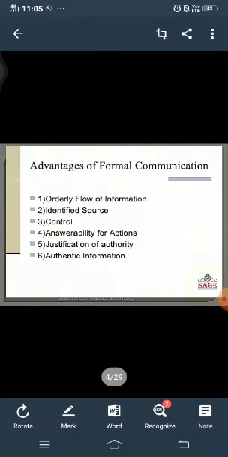Justification of authority and authentic information: whenever it is coming from an official channel, from an official authority who has been given this power of ordering things in the organization, then the information will be more authentic.